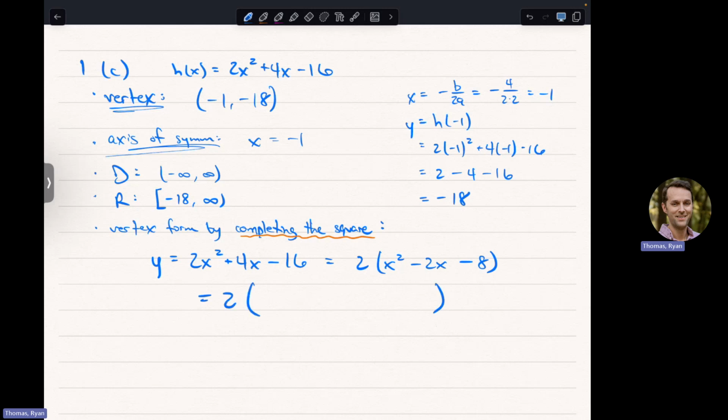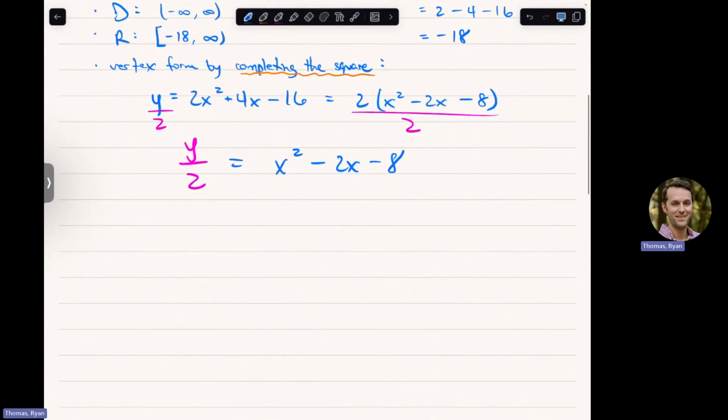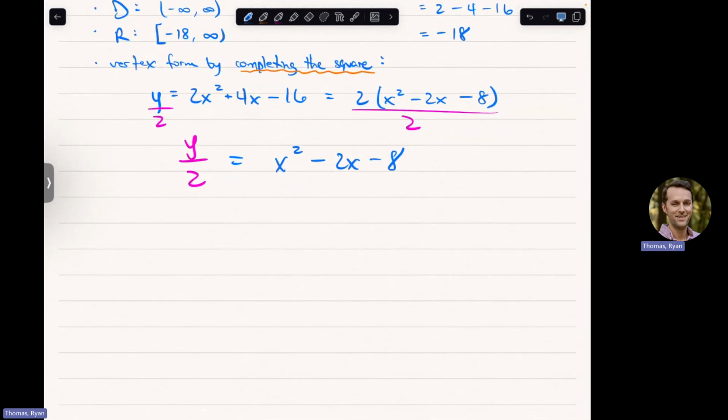I'm just going to hang on to the 2 there. Actually, maybe not. Do you guys like the idea of dividing both sides by 2 first and then bringing it back over later? Okay, let's try that. And so that I don't forget about it, I'm going to write it in the flashiest of colors, that's y over 2. And then I'm going to do all my completing the square stuff on the right-hand side.